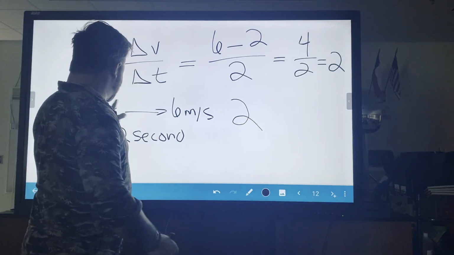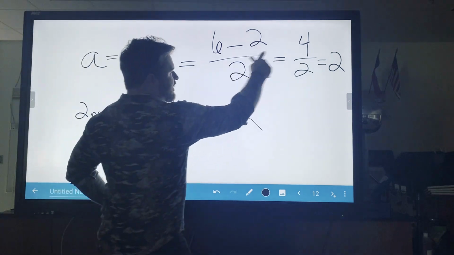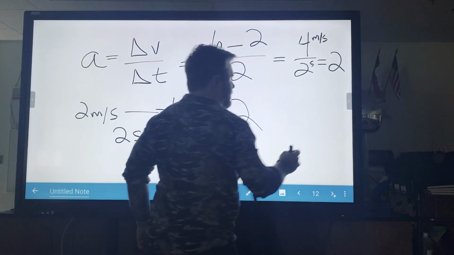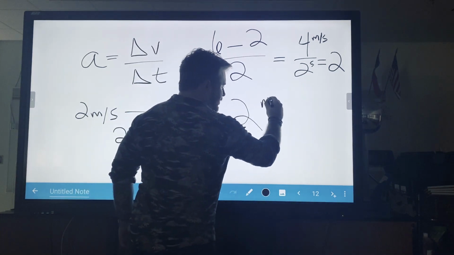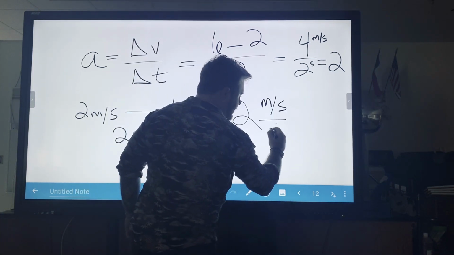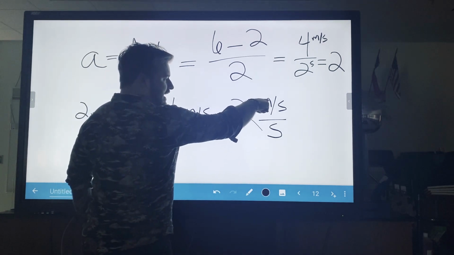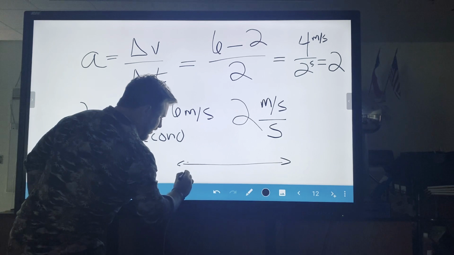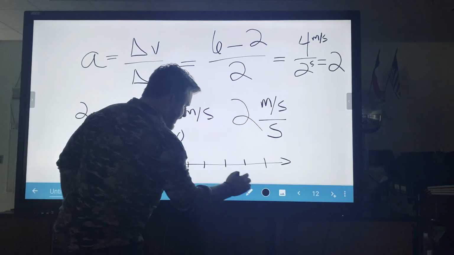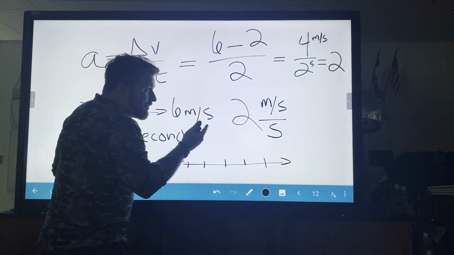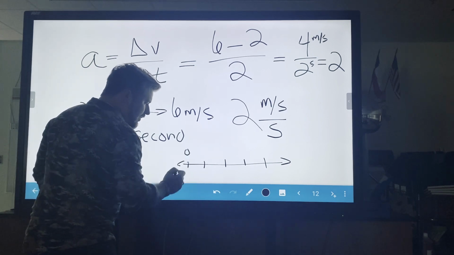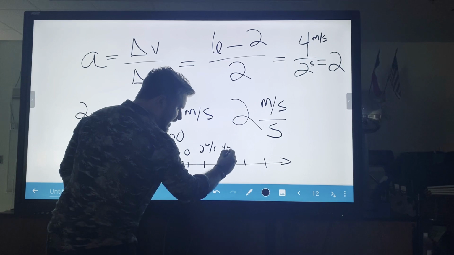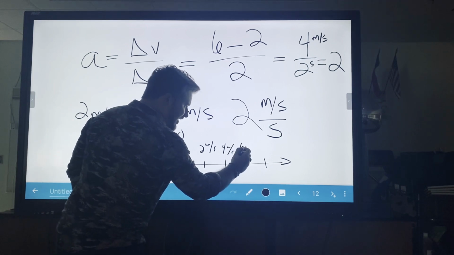Velocity is measured in meters per second. So this is 4 meters per second in 2 seconds. I have meters per second every second, which means that if I start here, after every second, I'm going to increase by 2 meters per second in my speed, in my velocity. 0 meters per second, 2 meters per second, 4 meters per second, 6 meters per second.